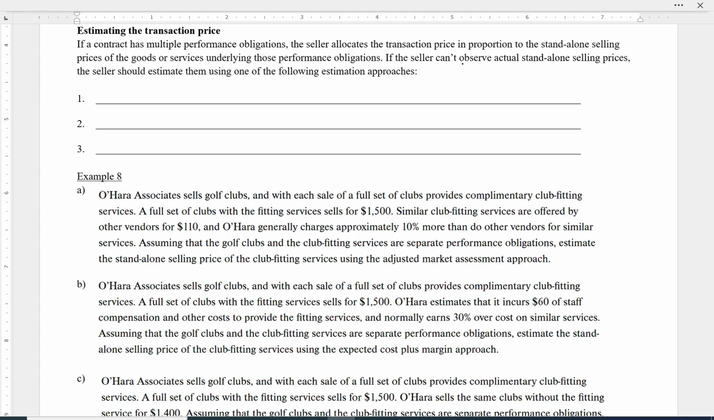If the seller can't observe the actual standalone selling prices, we should estimate them. GAAP allows companies 3 different approaches in estimating these standalone selling prices when we don't know what they would be. The customer doesn't sell that specific good or service on a standalone basis. And GAAP also says try to use these approaches in this order to the extent possible. So the first best option is called the adjusted market approach.